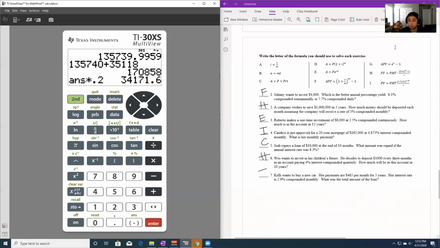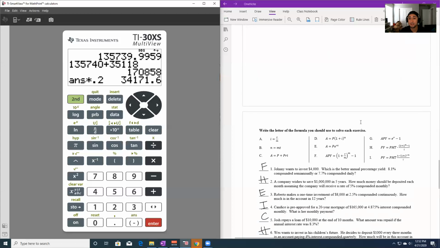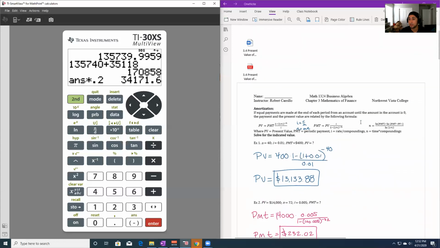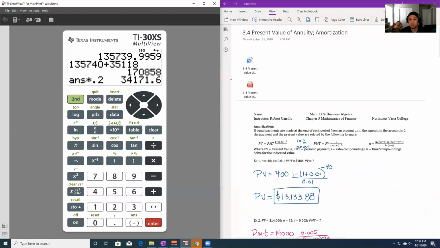Okay. There we go. That is it. That is amortization. Breathe it in, take it in, more formulas, but we are done. Okay.